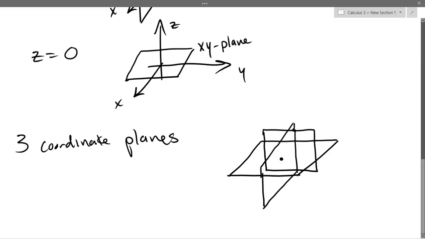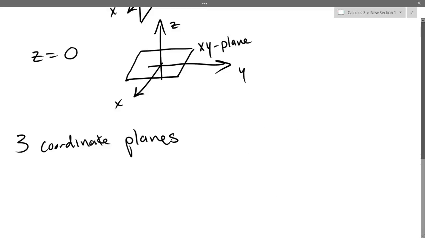It looks much better on my paper. Oh, I know why. All right, we'll give this one more shot. Actually, let's use the internet.